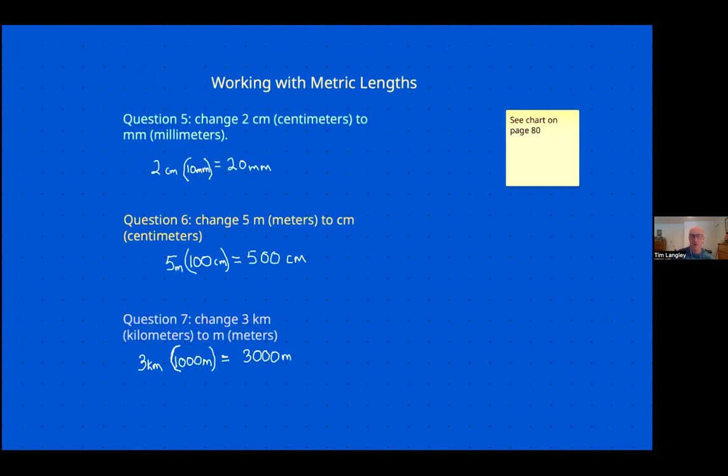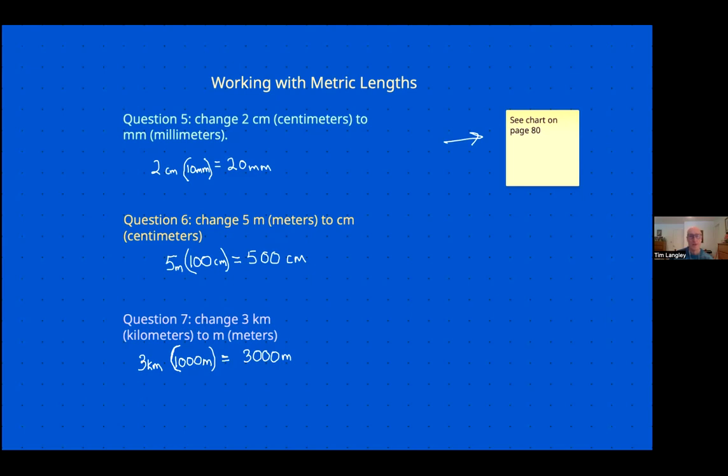All right. Basically, we're doing the same thing here. We're working with metric lengths, which is what they use in much of the rest of the world. But we in America still use our feet, inches, yards, etc., and miles. But in most of the rest of the world, they use some form of a metric system. And again, we've got a chart on page 80 that shows you how to convert, what a meter is, what a millimeter is, a centimeter, a kilometer, and so you can just look at that chart both in your homework and on the test.